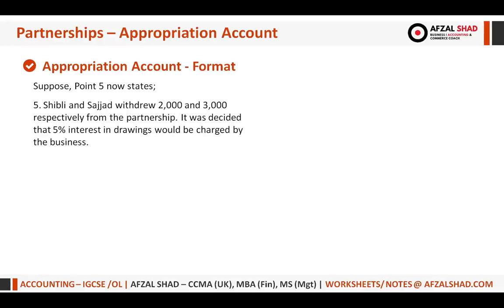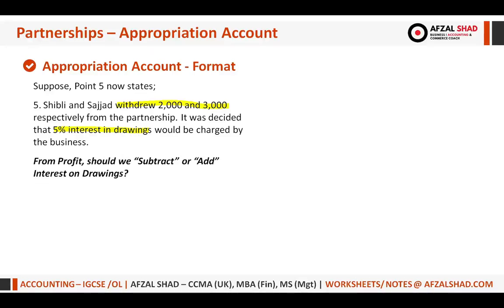Now suppose point number 5 states that Shibli and Sajjad withdrew. As we discussed in the previous slide, there was nothing related to drawings. So right now we are saying, let's suppose Shibli and Sajjad withdrew 2,000 and 3,000 from the business, and it was decided that 5% interest on drawings is going to be charged by the business from the partners. Interest on drawings is always an income for the business. So the business normally charges that from the persons who are taking the loan from the business. Now the question is, what do you think?